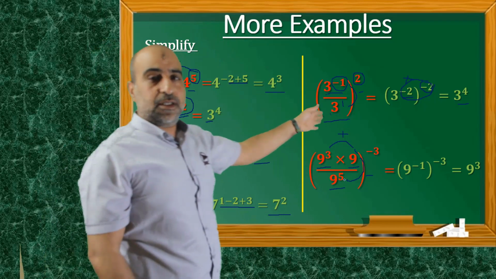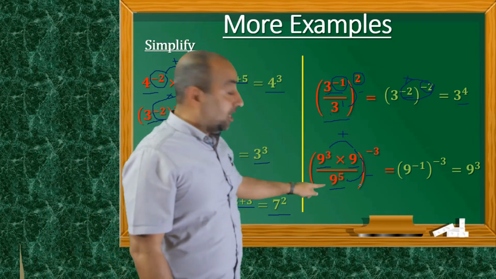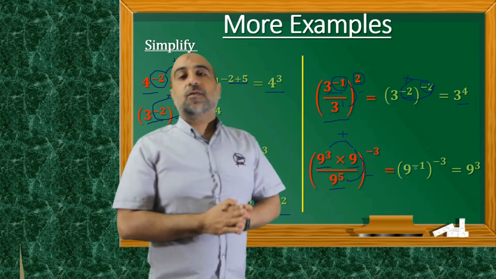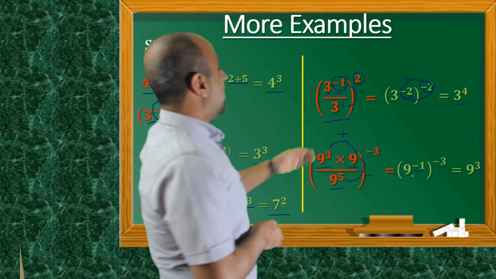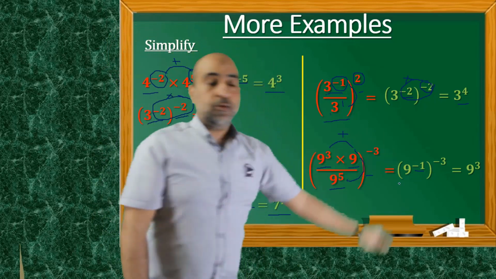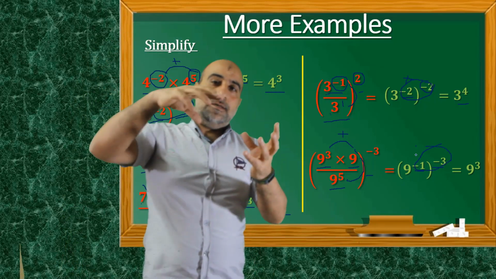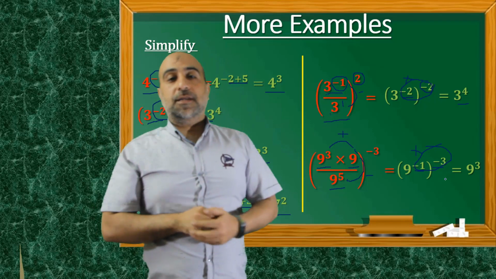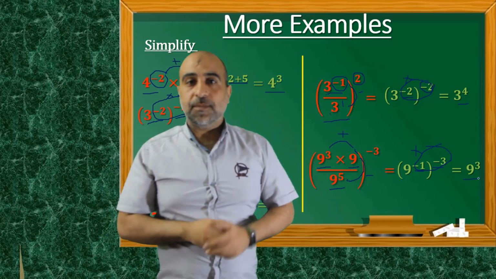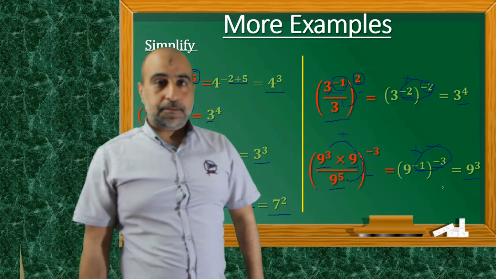The power is not written, then it's 1. 3 plus 1, which is equal to 4, minus 5, which is equal to negative 1. Then the result will be 9 to the power of negative 1, all to the power of negative 3. Find the power of the power of the power, which is 9 to the power of negative 1 multiplied by negative 3, which is equal to 3. Now, and that's it.